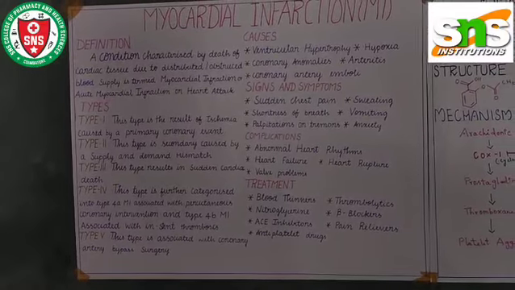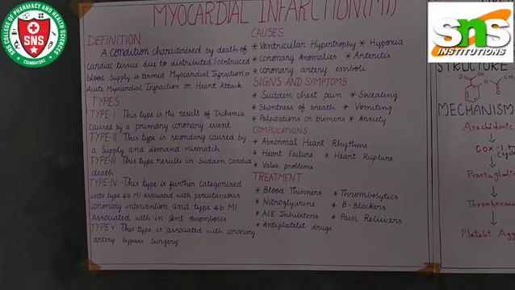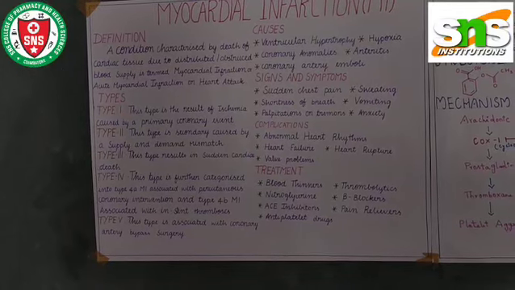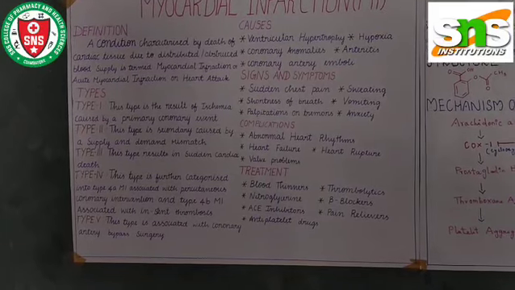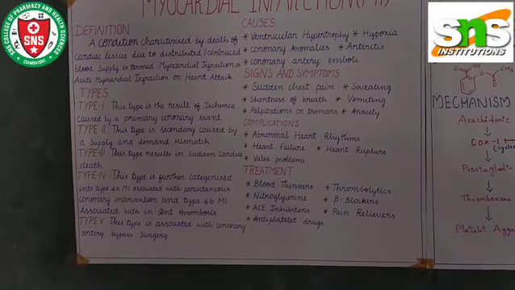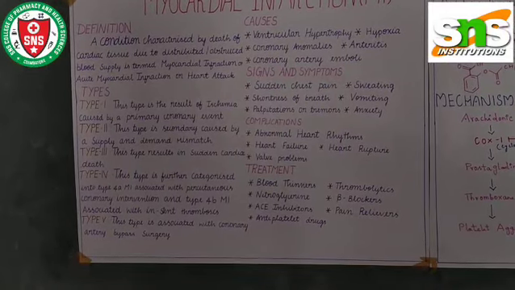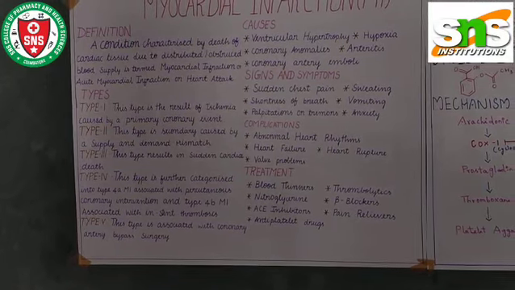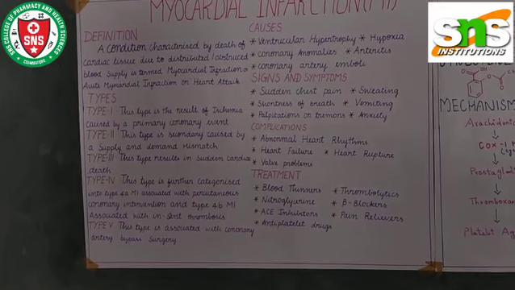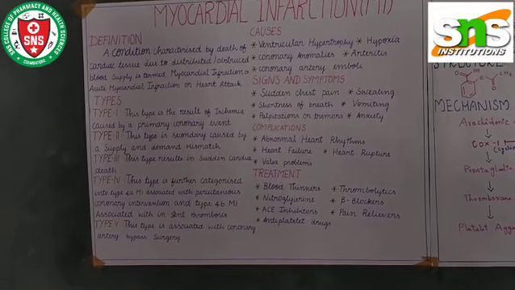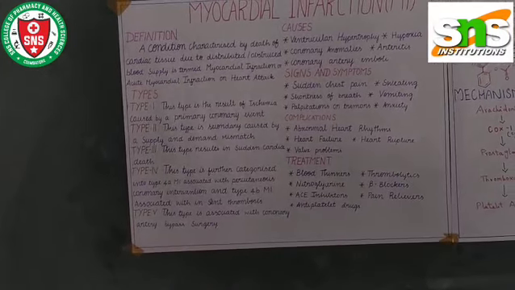Then type 3. This type results in sudden cardiac death. So the third one is where suddenly the heart will stop working. It is a sudden cardiac death. And type 4 is further characterized into 4A, myocardial infarction associated with percutaneous coronary intervention, and type 4B, myocardial infarction associated with stent thrombosis. In type 4 there will be thrombosis, that is, a blood clot.